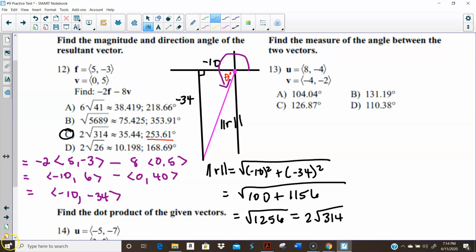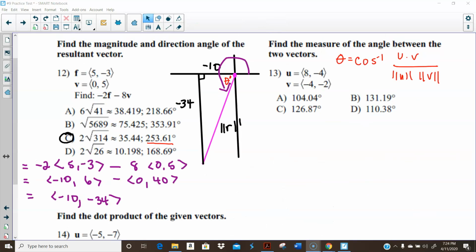All right, looking at number 13, find the measure of the angle between the two vectors. Let me write the formula. So the first thing we're going to do on number 13 to find the angle between these two vectors is u dot v. So just a reminder about what u dot v is. That would be if u is 8, -4, dot v, which is -4, -2.